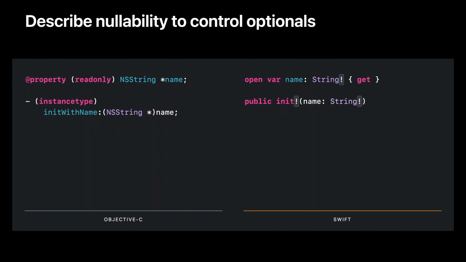But of course, a lot of the time, a property or method won't actually handle a nil input, or won't ever return a nil result. So when Swift imports an Objective-C pointer type, by default it marks it as an implicitly unwrapped optional, to tell you that this value could be nil, but Swift isn't sure if it ever really is.